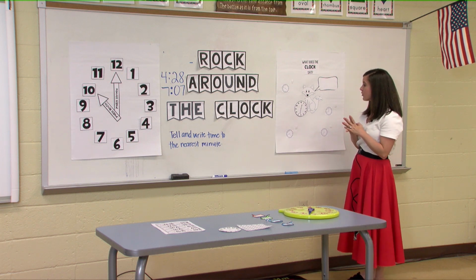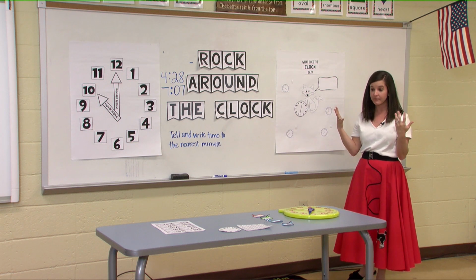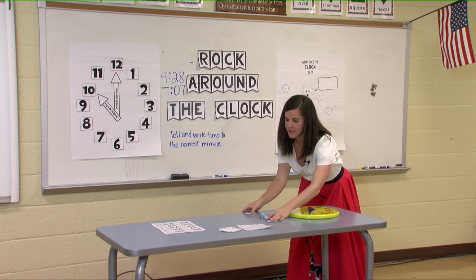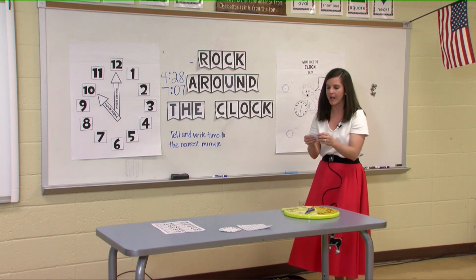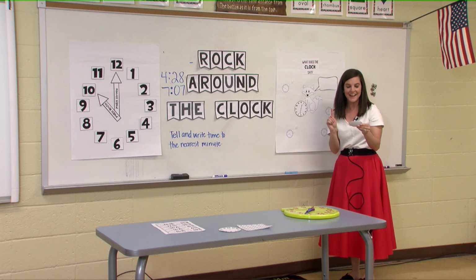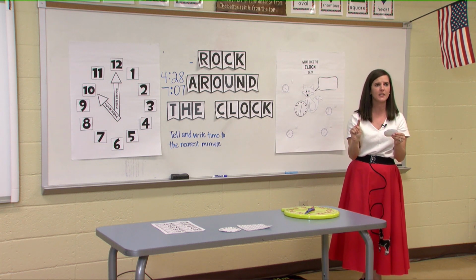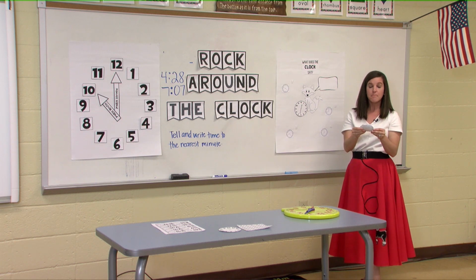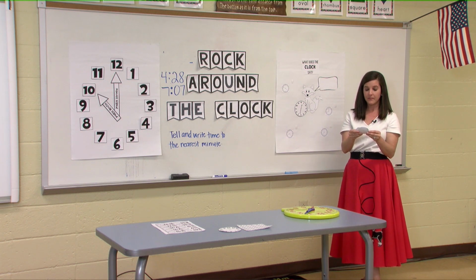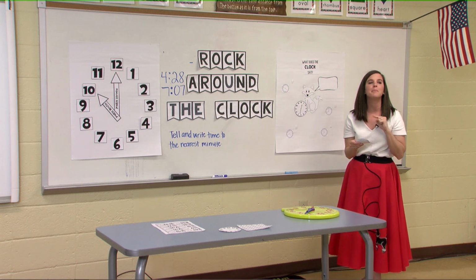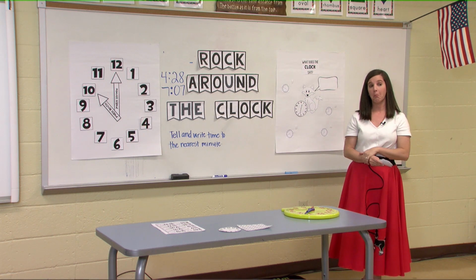So I'm going to model one for you, and then you're going to help me with the rest of these. The first one I have says, the hour hand is between 8 and 9. So think about that. My hour hand is between 8 and 9. And the minute hand is 1 minute before the 5.